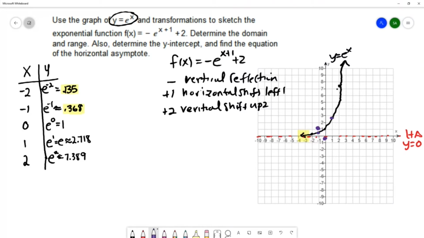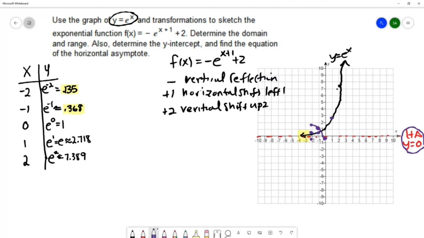We're going to shift to the left 1. We're going to mirror over the x-axis and then shift up 2. And that would arrive here. So we've got these 3 points that seem to connect to each other, and it's a good idea to keep in mind where that horizontal asymptote might move to.